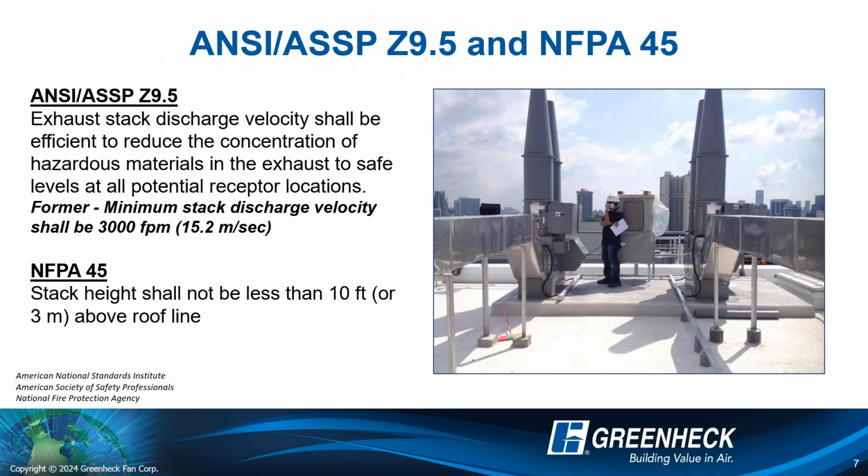We design our fans around two key standards in the industry. The first standard is ANSI Z9.5, which states that these fans need to have a discharge velocity of 3,000 feet per minute or more. Most of the time, depending on what plume height you're going for, it could be a little bit more than 3,000 feet per minute, or it could be a little bit less.